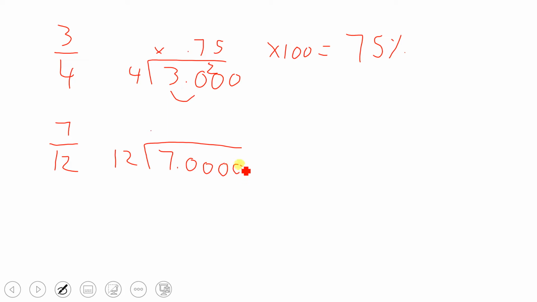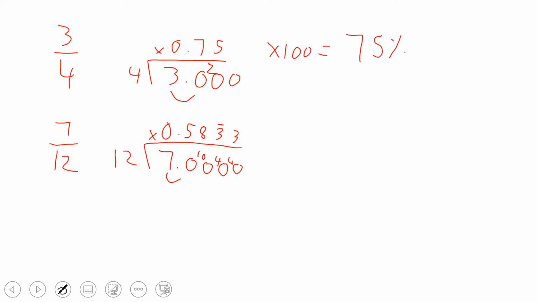12 into 7 doesn't work. 12 into 70, 5 12s are 60. Don't forget our decimal place, which by the way, obviously before a decimal place is a 0. 12 into 70, 5 12s are 60 plus 10 remainders. I know that 8 12s are 96 with 4 remainders. And I know that 3 12s are 36. So that will give me another 4 remainders, and then that pattern will continue.